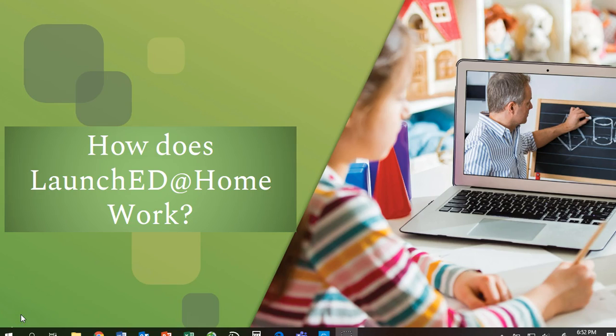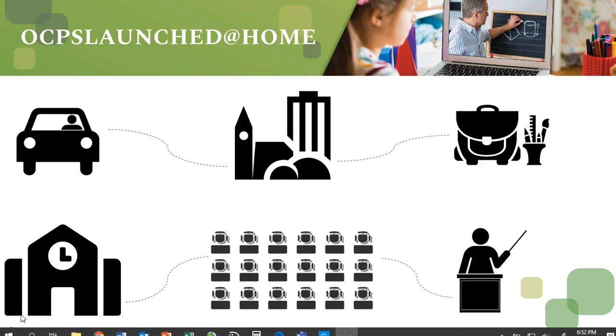Let's start with a quick review of how the different systems and platforms in our district work together to make the LaunchED at Home platform work. The LaunchED at Home platform is designed to replicate the experience of going to school each day. In a normal year, students would get in their vehicle or other form of transportation and travel through their neighborhood to get to school. When they arrive at school, they would make sure that they have their backpack, books, and tools with them. Then they would go into school. In school, they would find and enter their classroom and find their teacher to attend live lessons in class.